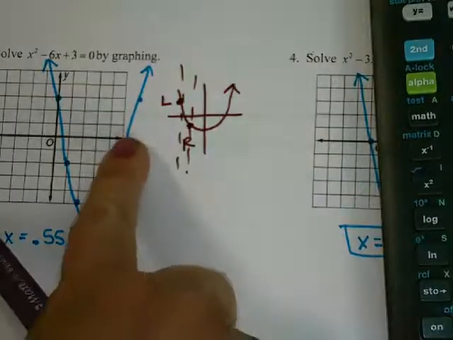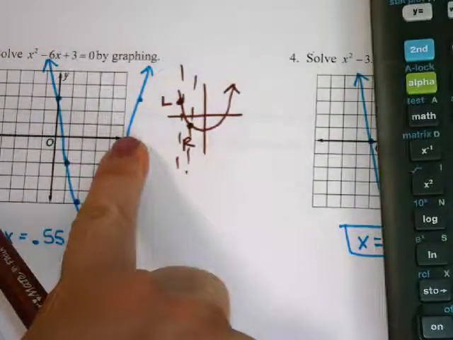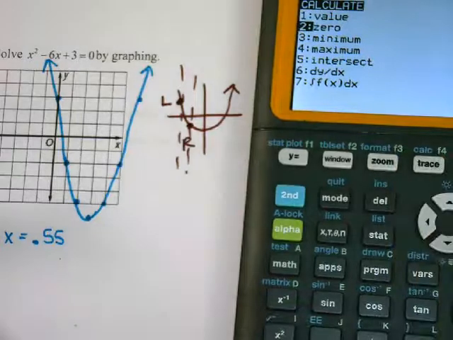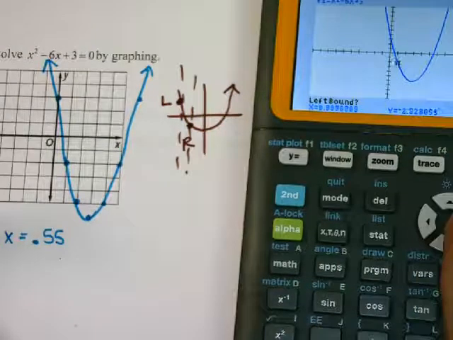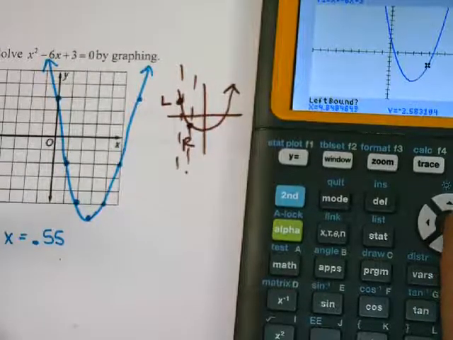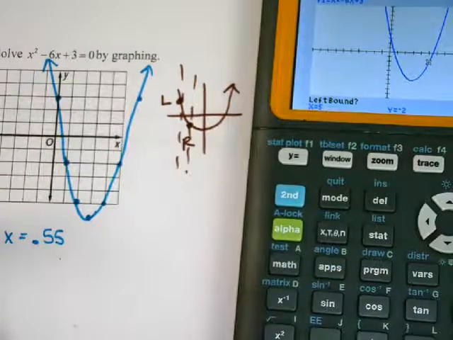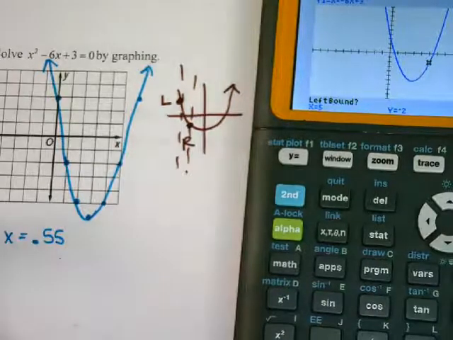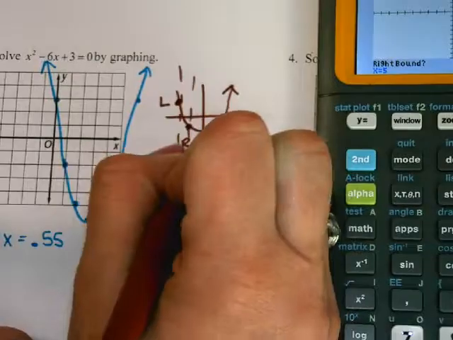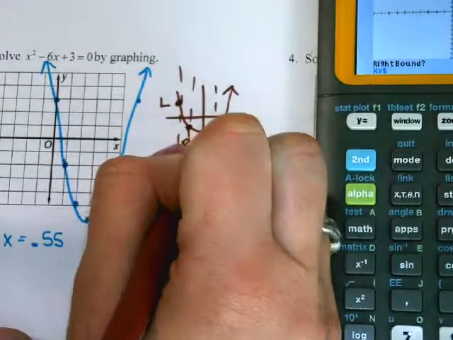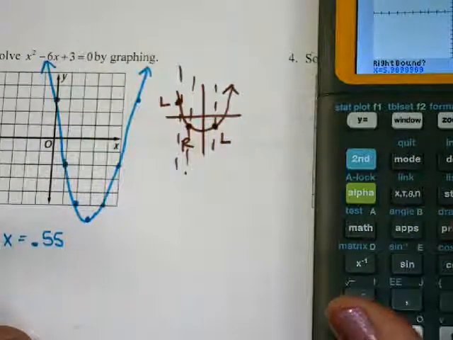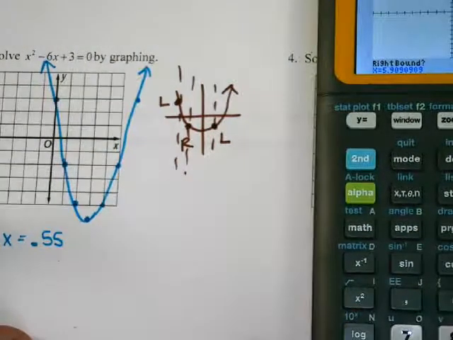Alright, now I need to find this guy over here. Okay, so I'm going to do it again. Second trace a 0. Arrow over somewhere, so I'm to the left side of my 0, looking across my x's. So this time, I want my left bound to be below. And then it says right bound. Okay, you have to cross over. Oops, sorry.